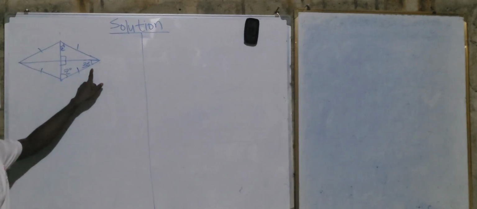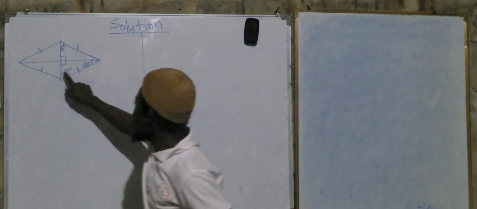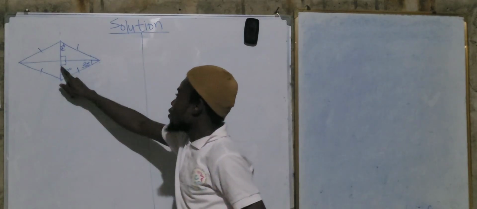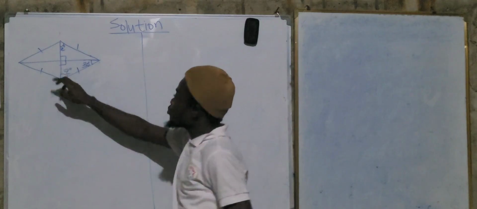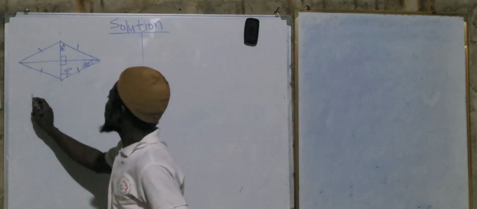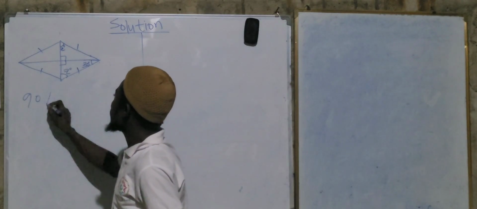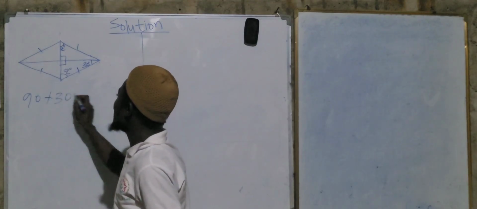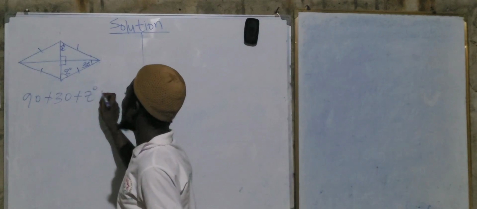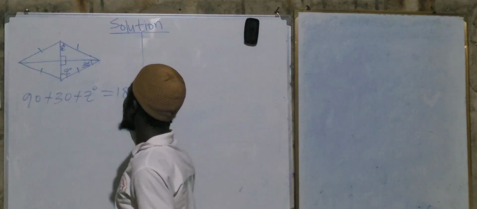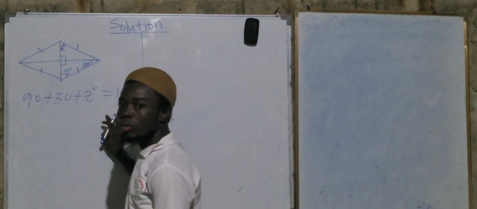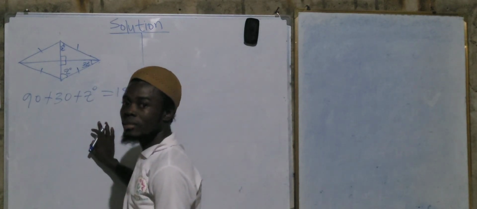So if you have this angle here, you have Z and then you have 30. Okay? So if you have Z and 30 here, then you have a 90 degree symbol. So therefore we can now say 90 plus 30 plus Z degrees are equal to 180 degrees, right? Sum of angles in a triangle, right? Good.